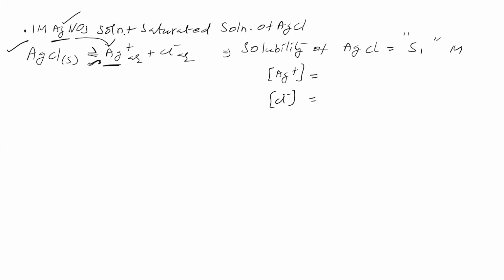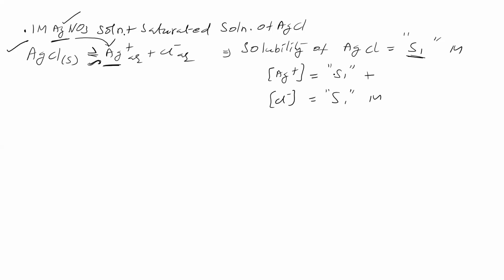So the concentration of Cl minus is S1 molar in the resultant solution. How? Because AgCl has S1 molar solubility. It is dissociating completely. Therefore, how much Cl minus will it give? S1 molar it is giving. So AgCl on complete dissociation gives S1 molar Cl minus and S1 molar Ag plus.